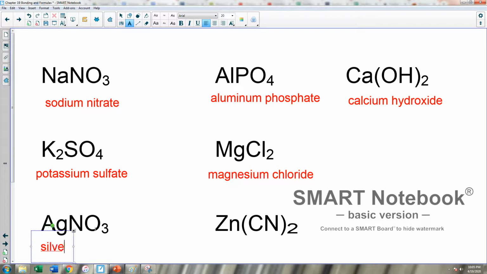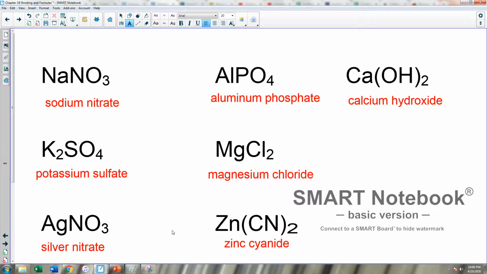AgNO3 would be silver for Ag, and NO3 again is nitrate. And here I've got parentheses again, but it doesn't affect my name. It just helps to show me that this is a polyatomic ion. CN is cyanide. So this is zinc cyanide.